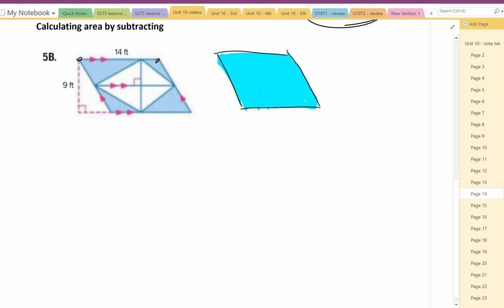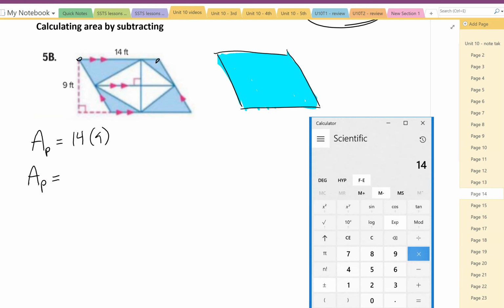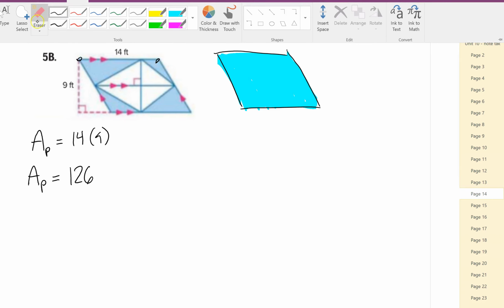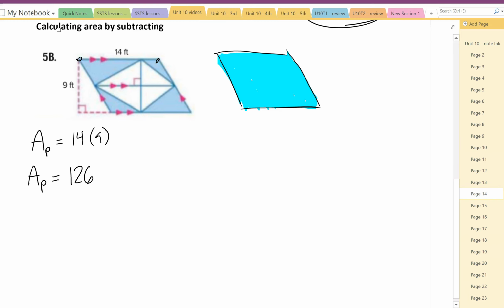So remember, if we're calculating the area of a parallelogram, it's just like the formula for calculating the area of a rectangle. So the area of the parallelogram is just going to be 14 times 9. Base times height. So the area of the parallelogram, if there wasn't a hole cut in it, would just be 14 times 9, which is 126. Okay, that's if I just had it like this. But then you can see what happened is a kite was cut out of it. All right, so I have this kite.